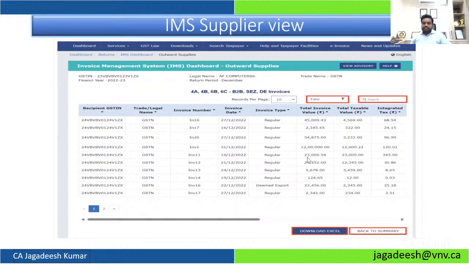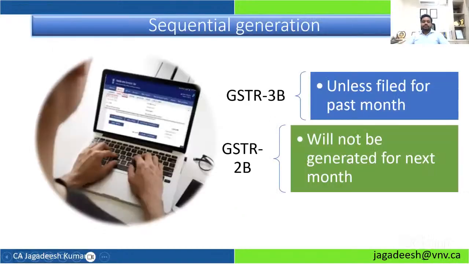So now we'll see the practical FAQs. Hope you find the answers in these practical FAQs. If it is not covered, I will take up the questions at the end of the session. So, sequential generation. If I have not filed my 3B of the previous month, the 2B will not get generated for this month. Let's say I have not filed my September return, then October 2B will not be generated. However, from the IMS, you can generate 2B provided you file GSTR-3B.